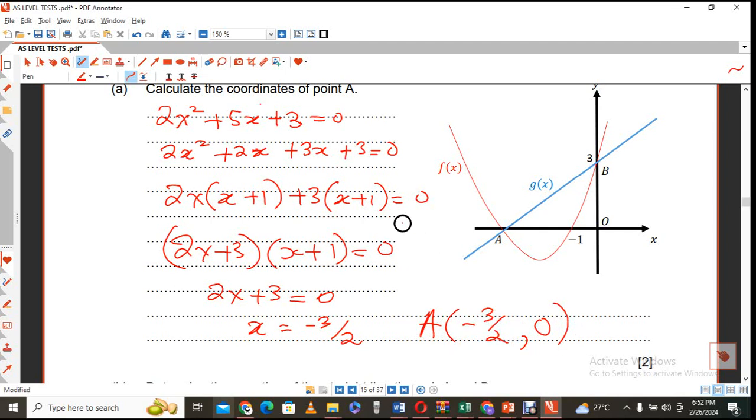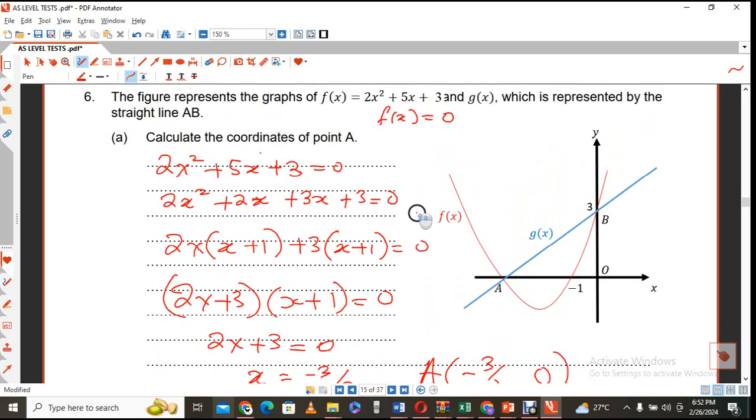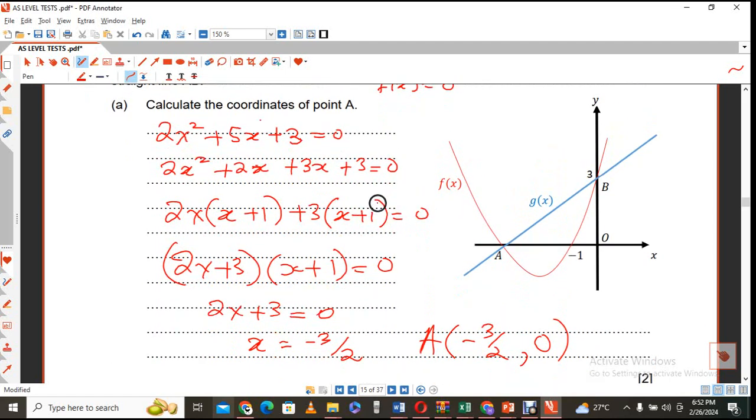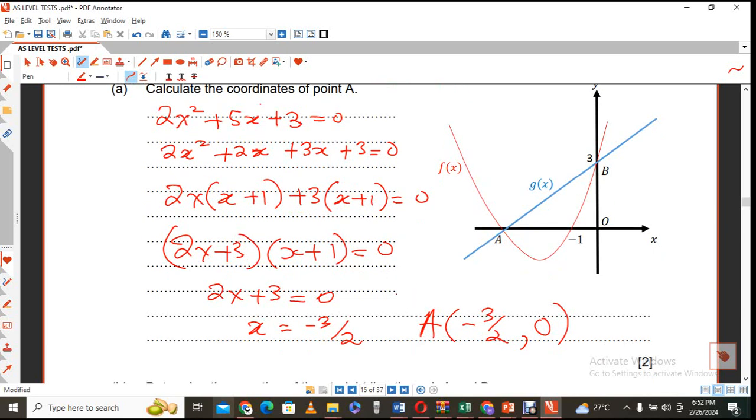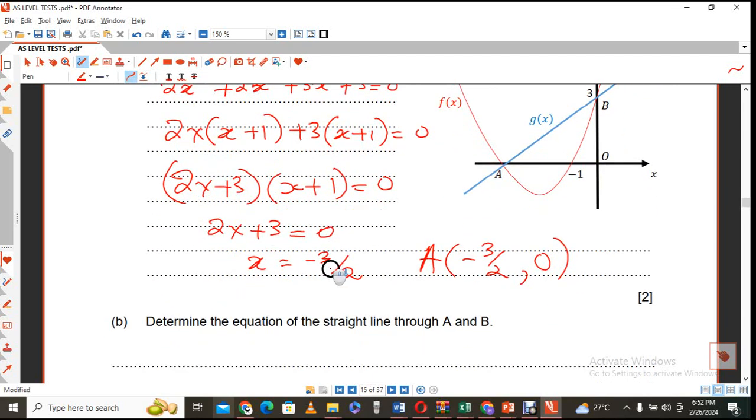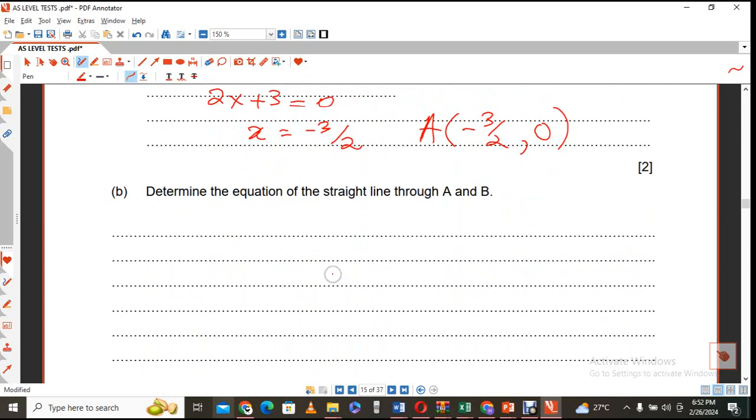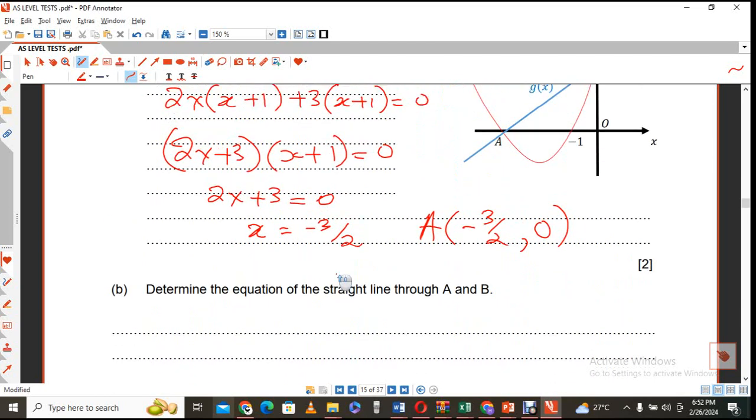Towards the end of the video, I will definitely show you two ways that you can find the value of A by doing something with the products, and it will definitely be much easier for you. You can apply that also. No harm in that. Now they say determine the equation of the straight line through A and B.